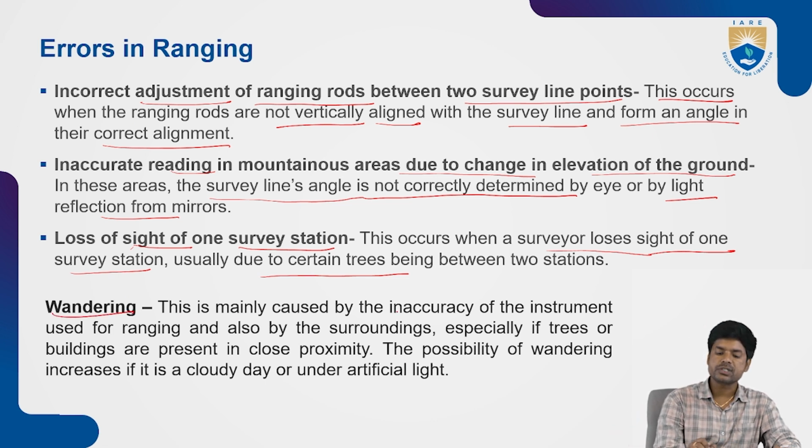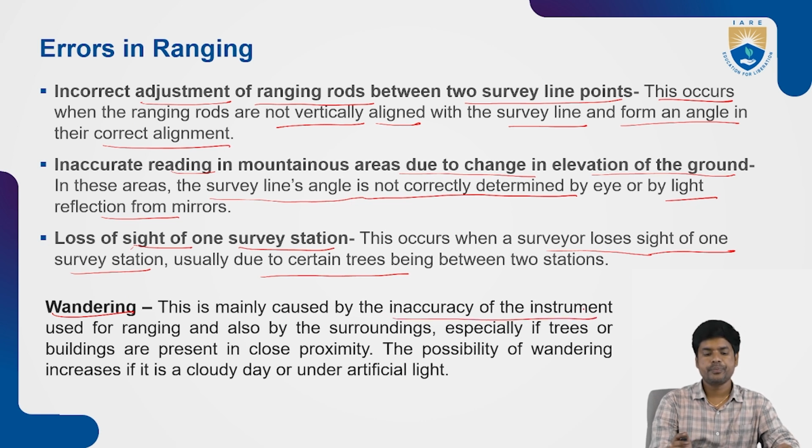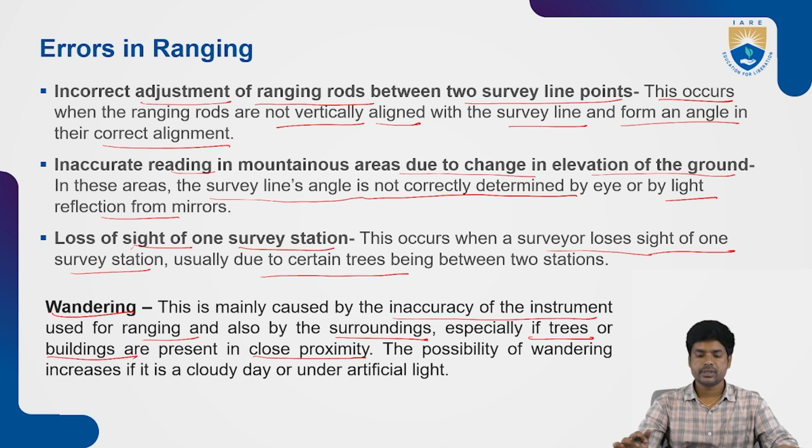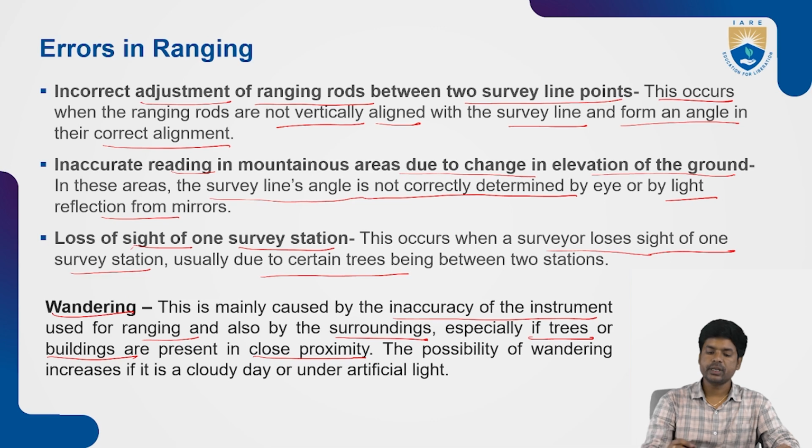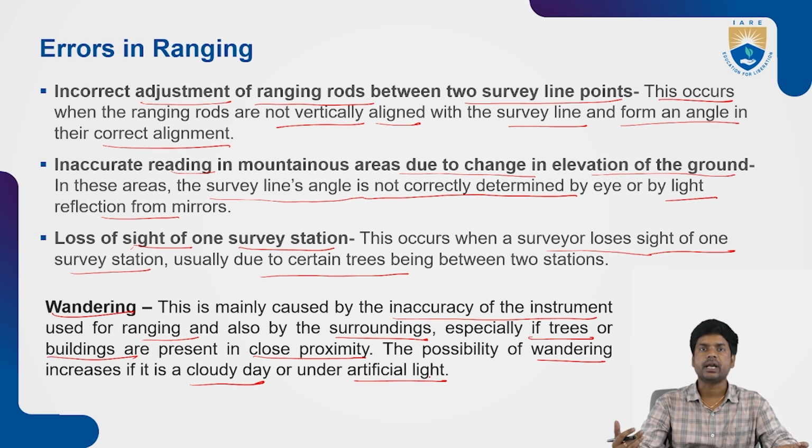Wandering is mainly caused by the inaccuracy of the instrument. Inaccuracy of the instrument is going to cause the movement of the survey stations or positions used for ranging, and also by the surroundings, especially if trees or buildings are present in close proximity. If buildings or trees are nearby, then due to this we will be getting the wandering. The possibility of wandering increases if it is a cloudy day or under artificial light. If the lighting is not good, we are also going to get the wandering in the survey.